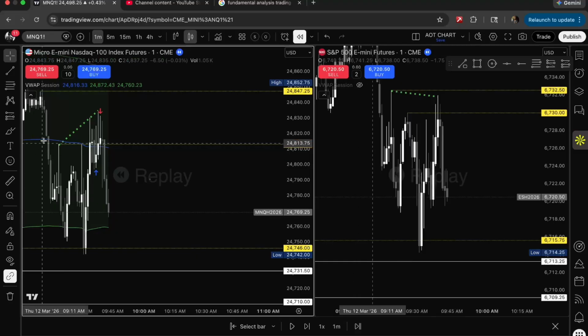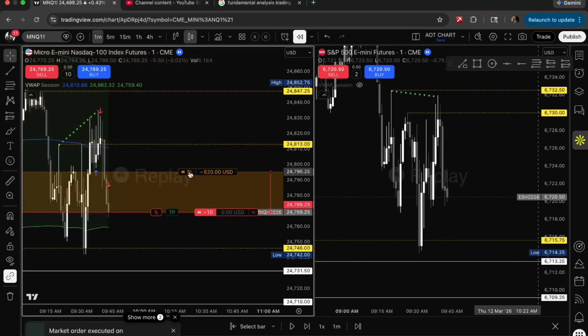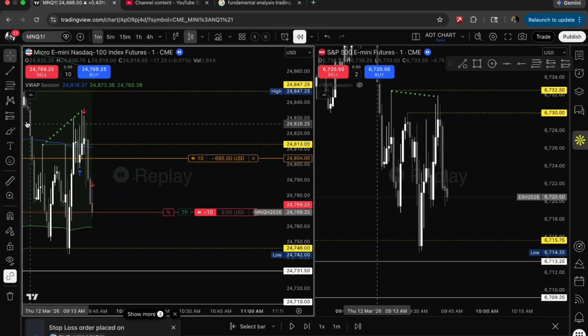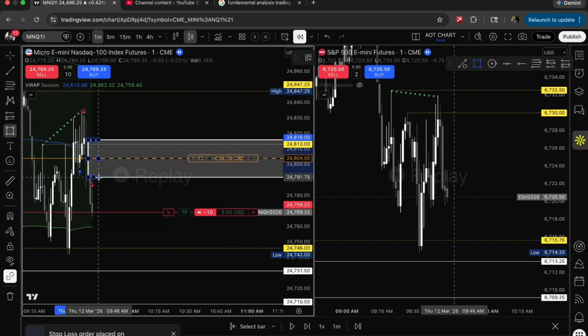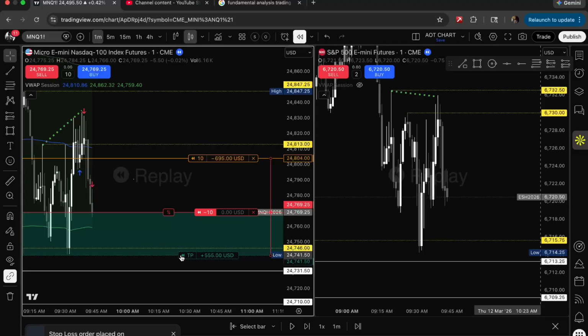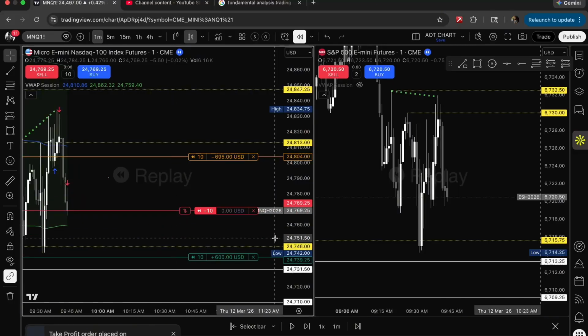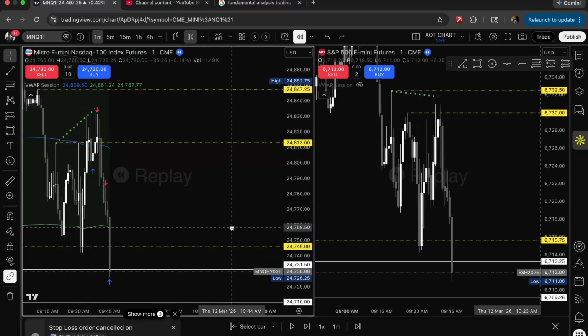Okay, cool. We get that. Sell. Stop loss. Me preferably, I'm going to put my stop loss a little higher, so above 50% of this candle right here. And I'm going to target 30 points. TP, bang.